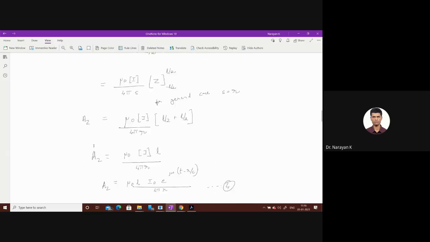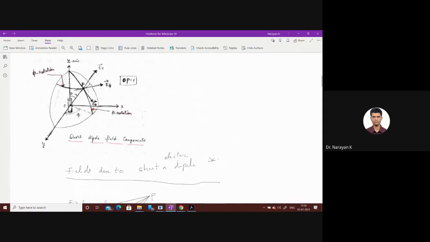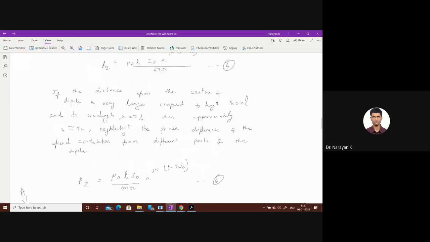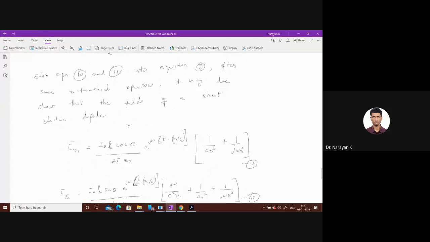Can you see this diagram here? Er, E theta. Here H phi is not available, so Er, E theta, E phi is there. So we are deriving here Er, E theta and H phi components of the fields of the short electric dipole.